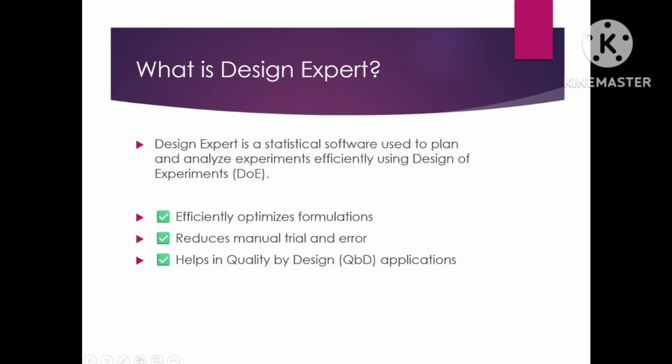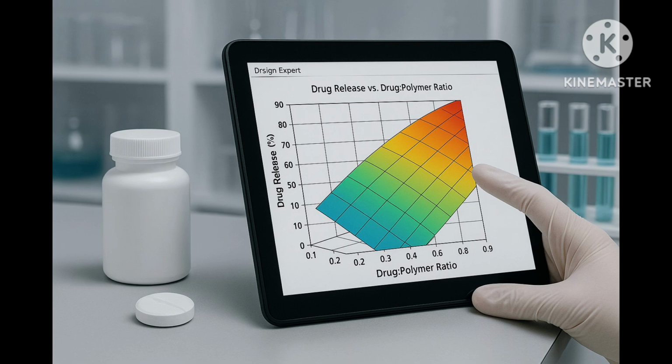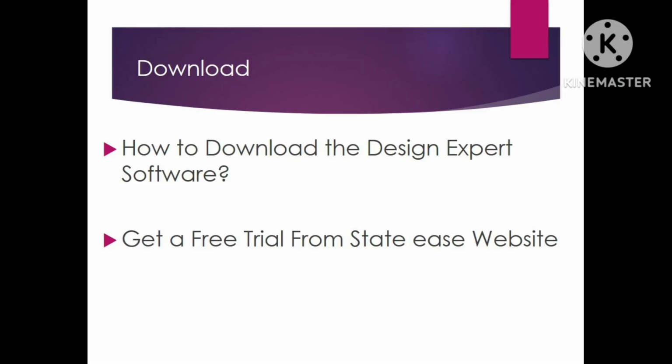It's a statistical software used to plan and analyze experiments. Instead of testing different formulations randomly, this software helps us use a design of experiment to systematically optimize your formulation. For example, imagine you are making a tablet and you want to find the best ratio of polymer to improve drug release. So instead of doing multiple trials manually, Design Expert helps you to select the best set of experiments efficiently.